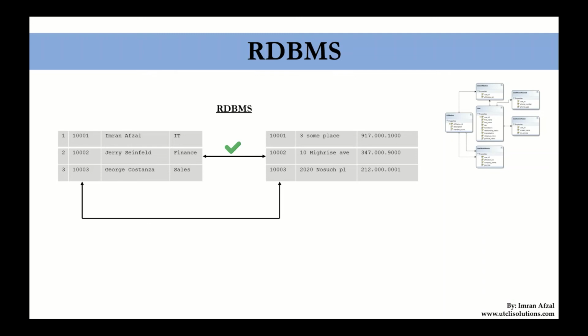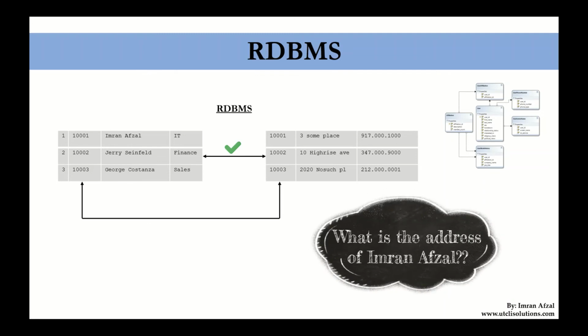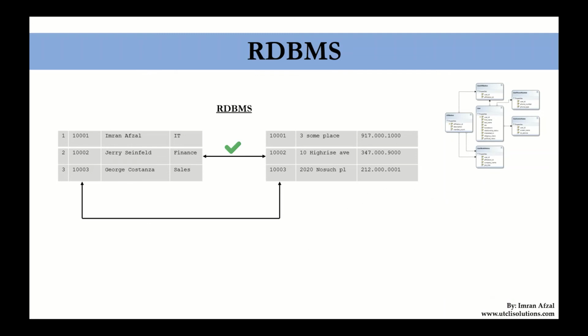So if I wanted to know the address of Imran Afzal, and I know from table 1 that Imran Afzal's ID is 10001, I'm going to take that ID and search for it to join in the second table, so I could get Imran Afzal's address, and it will pull me the address and the phone number. That's what a relational database is. And in this entire course we will be covering everything about the relational database.